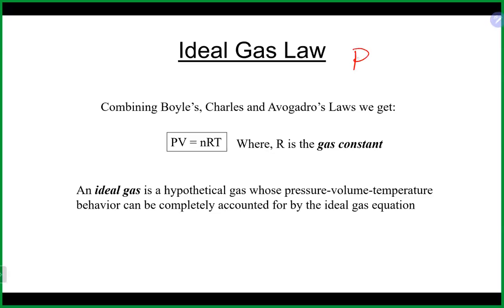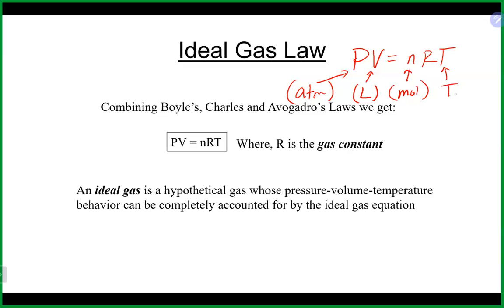This is also the most restrictive in terms of units. So when you use the ideal gas law, 100% of the time, the pressure needs to be in units of atmospheres. The volume has to be in units of liters. The n, which we just talked about, needs to be in units of moles, no surprise there. Our temperature needs to be in Kelvin. And the reason for all that is R.